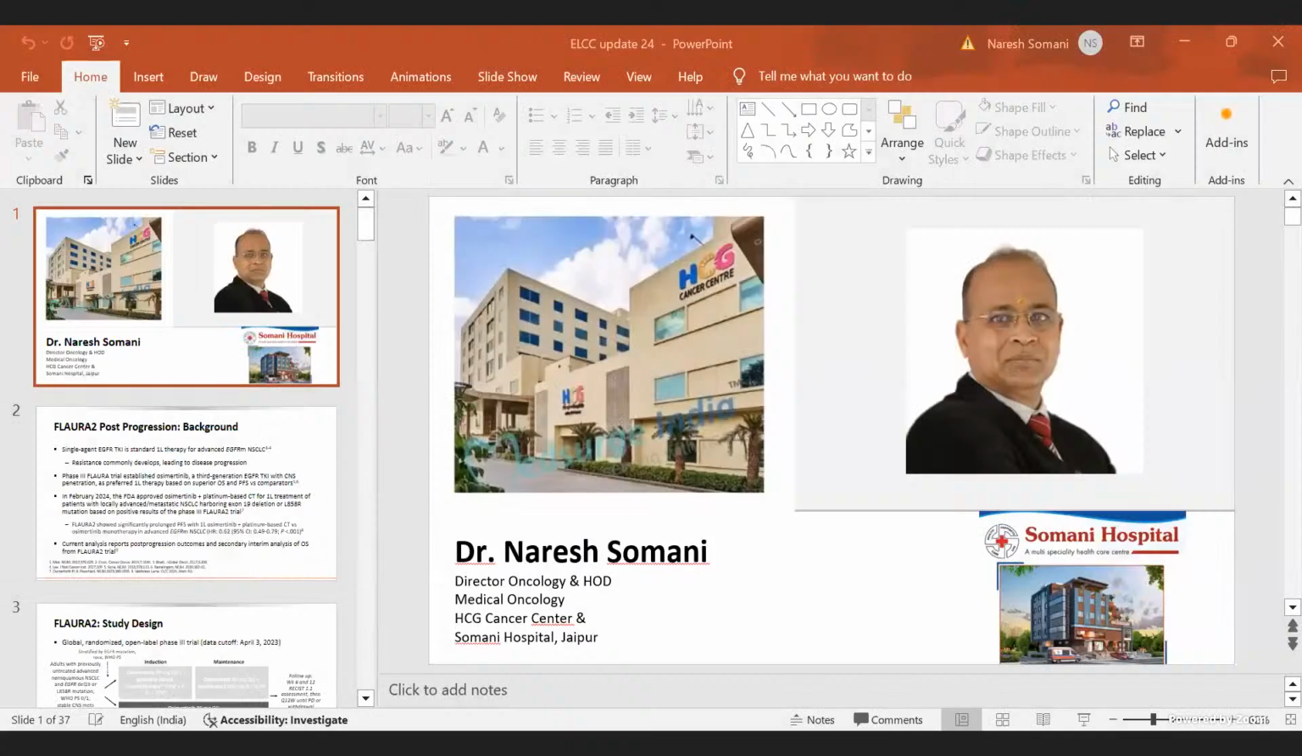Do we have any other questions from the attendees? Okay. Thank you, ma'am. Thanks for your time. And for now, shifting from diagnosis, from testing to the latest updates. For that, I would request Dr. Naresh Somani, sir. He is Director Oncology and HOD Medical Oncology at SCG Cancer Center and Somani Hospital, Jaipur. Sir will be taking us through the updates from the ELCC 2024, that is European Lung Cancer Congress, which was held in Prague in March last month. So over to you, sir.